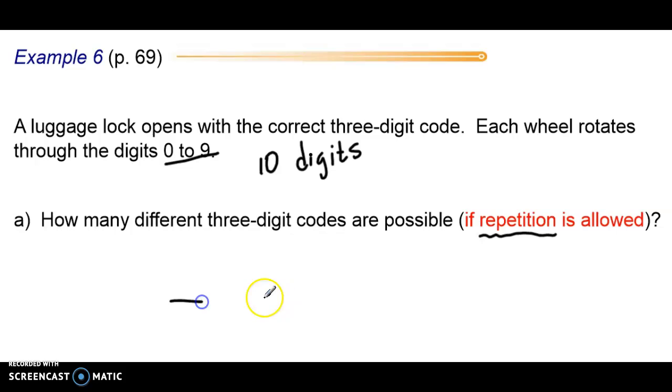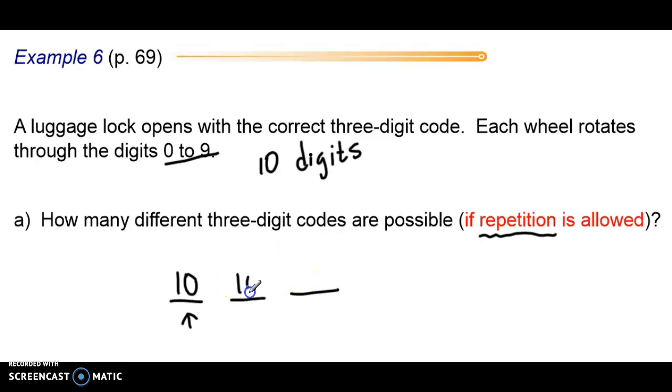Okay, so we have 3 positions in our 3-digit code to consider. In this first digit, there are 10 choices. Repetition is allowed, so that means whatever digit is chosen to go in that first place, it's independent of what goes in the second. That number that was chosen in the first place could also go in the second place and could possibly go in the third.